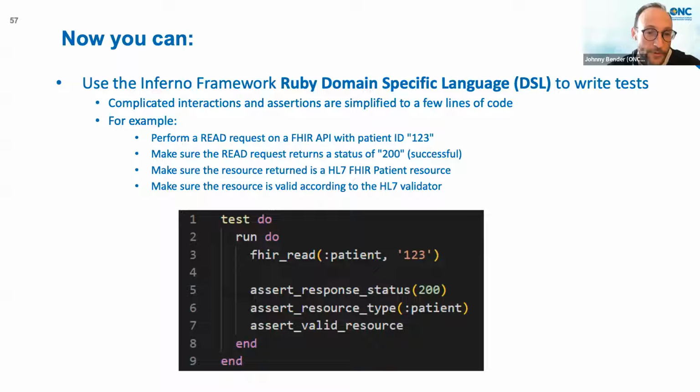There's also additional parameters you can throw into here. And then once you get this response, you can perform assertions on that response. So we've asserted the response status is 200, which is successful, asserted that the resource type is a patient, and assert valid resource performs a validation check for the returned resource using the HL7 validator.